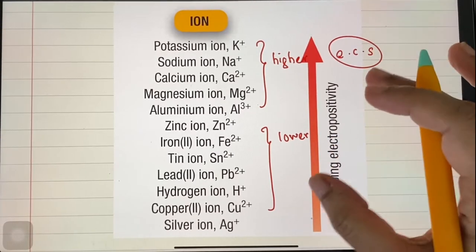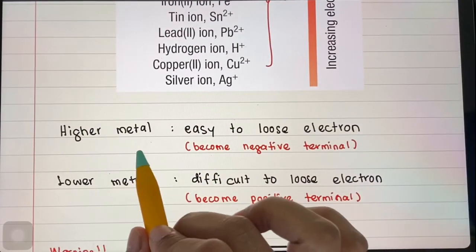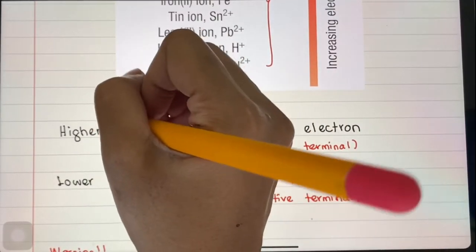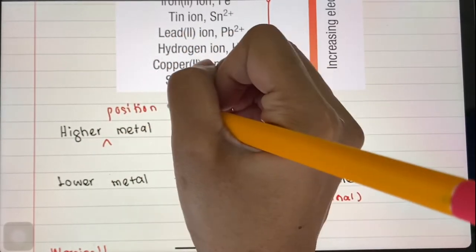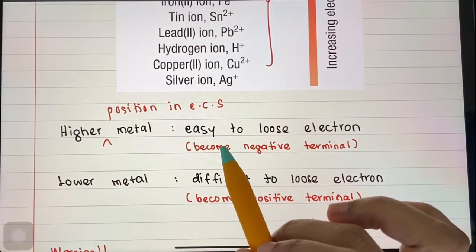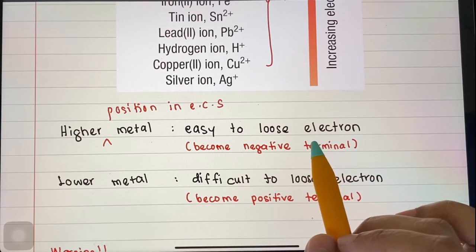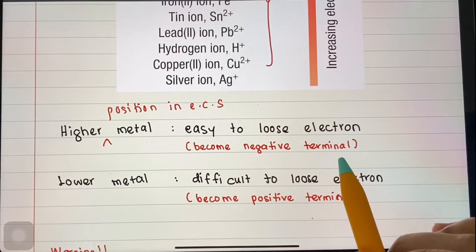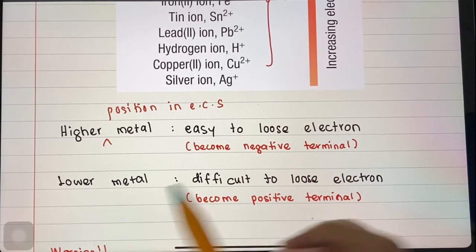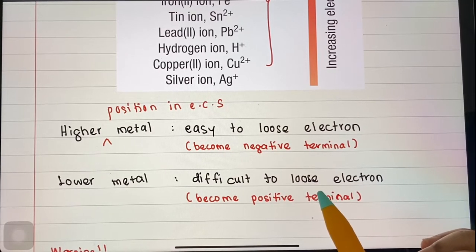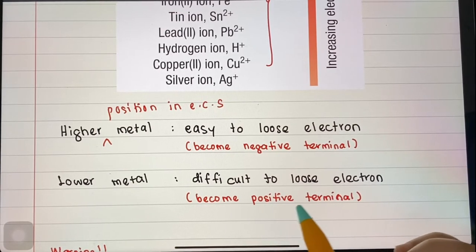So here we refer to my notes here. Okay, higher metal, which is higher position. Higher metal means a higher position in electrochemical series. Higher position metal, definitely it is easy to lose electron. And if it is easy to lose electron, it will become negative terminal. So for the lower position metal, it is very difficult to lose electron. Alright, the tendency is actually to maintain its electron. Difficult to lose electron, so it will become positive terminal.